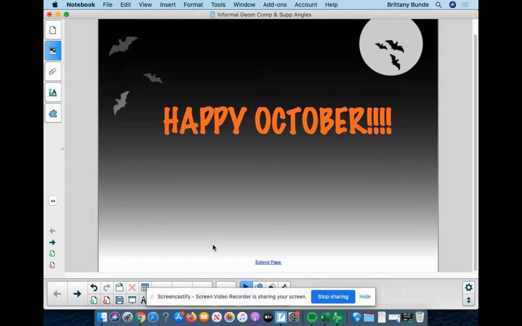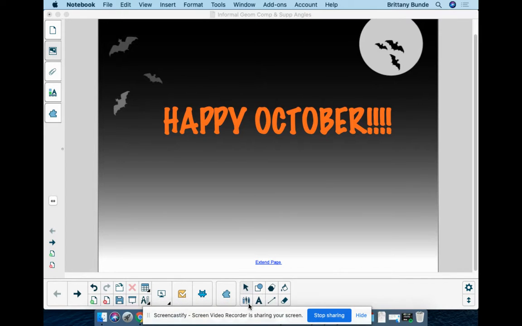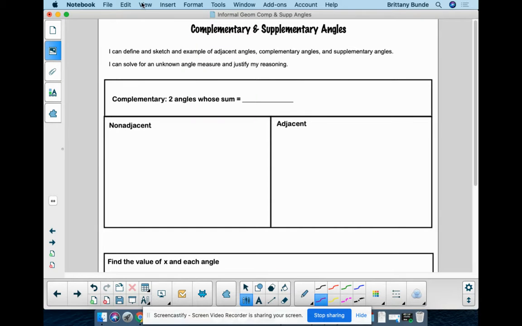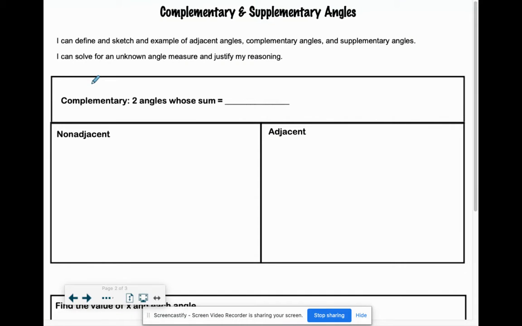Yes, the ones that say complementary and supplementary angles. Okay. Kind of looks like that. Complementary and supplementary angles.